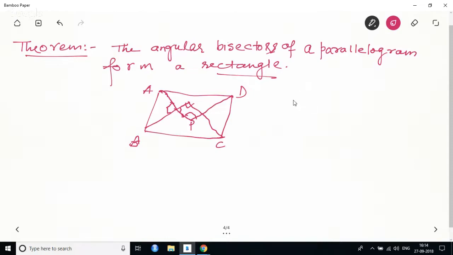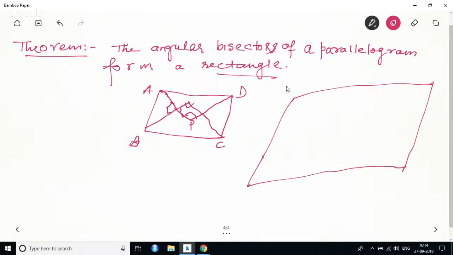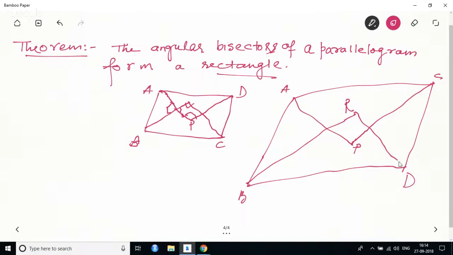So let me make a bigger diagram for you so that you can understand it properly. Suppose this is A, this is B, this is C, this is D. So this is the angular bisector AP. This is the angular bisector BR. This is the angular bisector of angle C. This is the angular bisector of angle D. So I'm putting it PQ. Sorry, this is S.